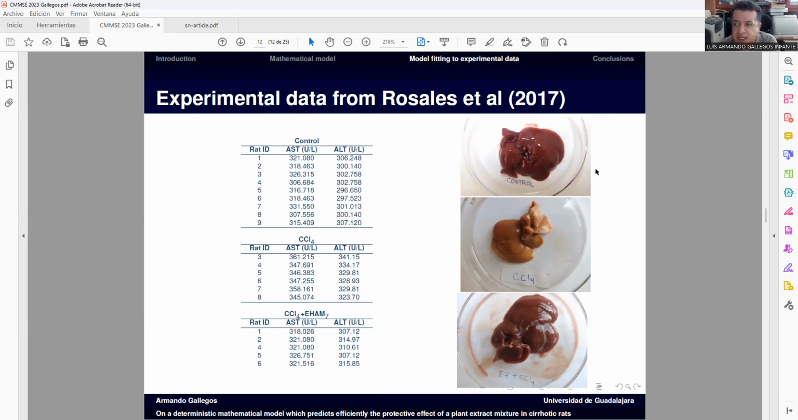Visually, here we can see for the control group the healthy liver. For the cirrhotic rats, here we can see a very damaged liver, and in the third group, we can see a damaged liver, but not as much. This is a healthier liver in comparison to the second one.